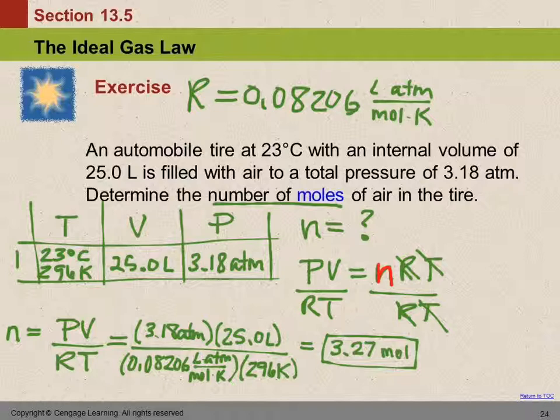Did you get the correct number on your calculator? The common mistake would be to accidentally multiply by 296, and then you'll end up with a really big number instead. And that tells you you just have a calculator problem, which we can fix. Any questions? Yes.